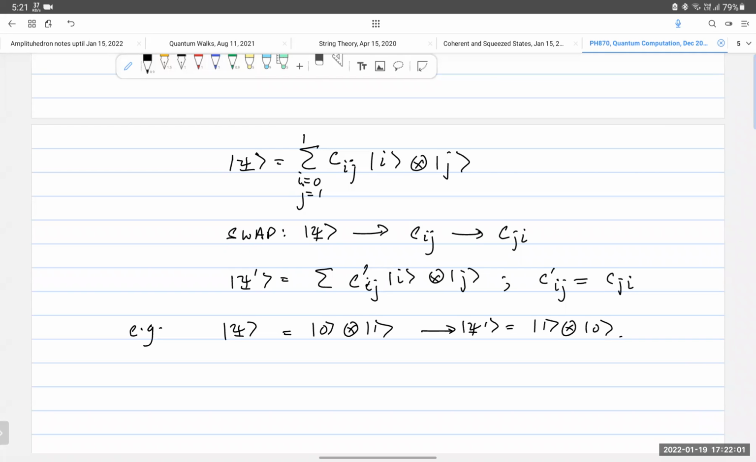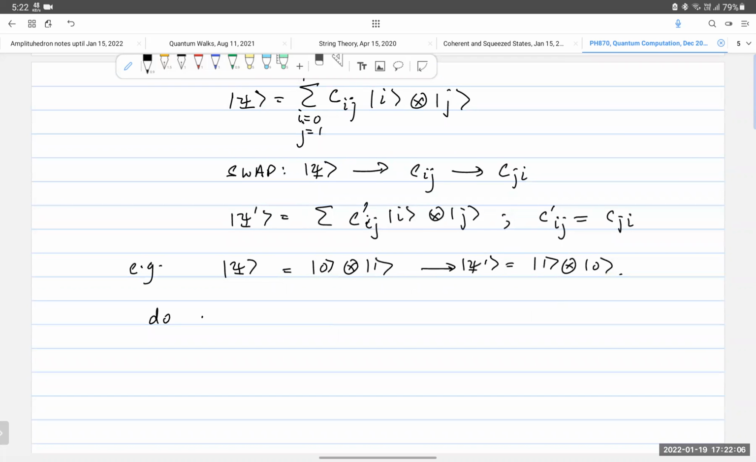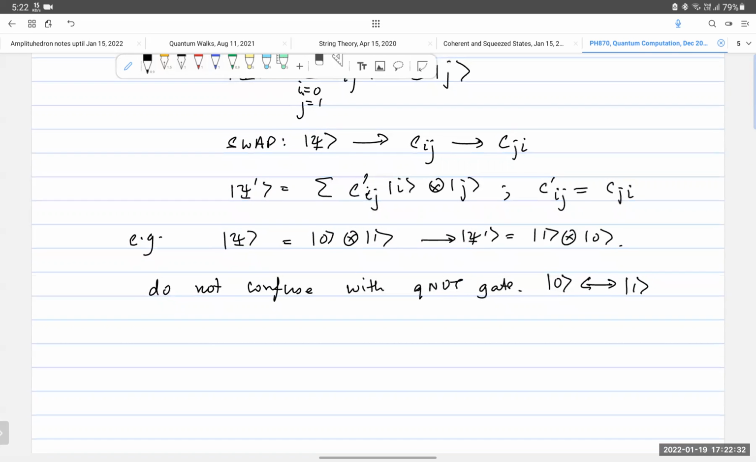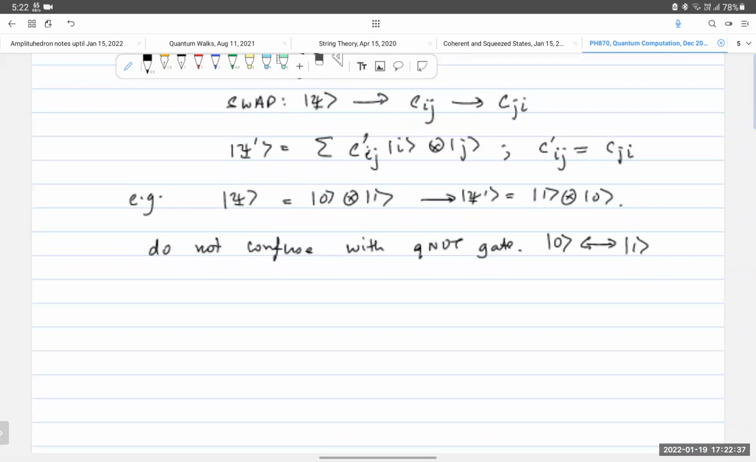Okay, and please note that this is not to be confused with the NOT gate. The NOT gate is a single qubit gate. What it does is it takes the 0 state and swaps it with the 1 state, but on the same qubit. The swap circuit is exchanging the state of 2 different qubits. All right. So let's see how this works now.